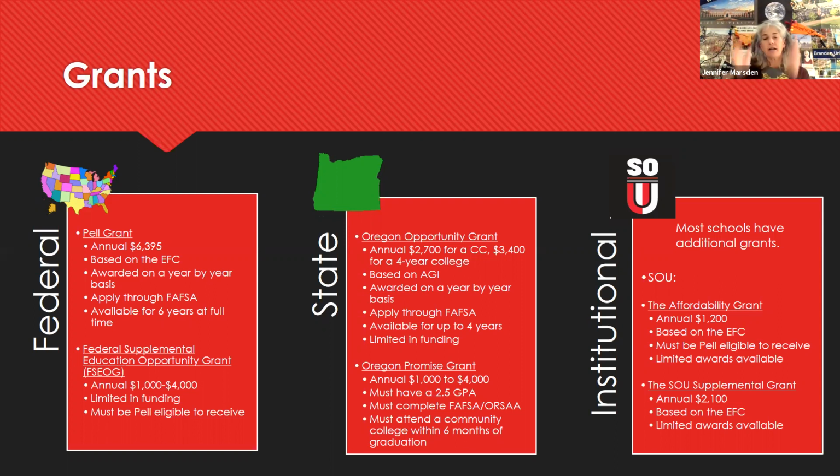So institutional grants like SOU, you can see they have what's called their affordability grants that are need-based. I mentioned U of O has the Pathway Grant. PSU has their 4-year tuition free, if a student is Pell eligible. They don't have to have a 0 EFC, but are just Pell eligible.